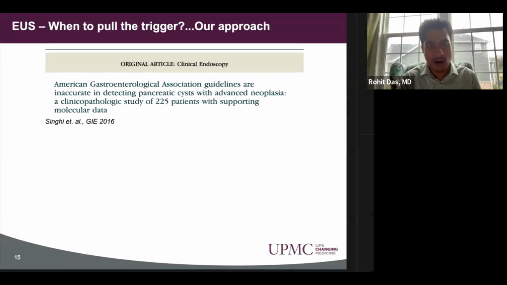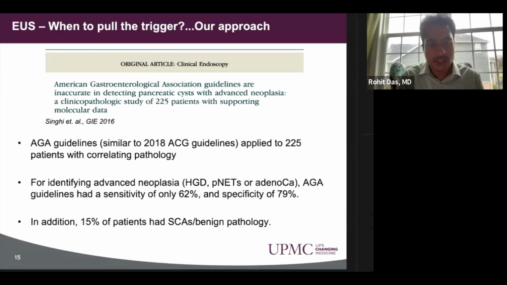And we basically tried to determine how the societal guidelines accurately predict high-risk pathology. In this study, we actually used the AGA guidelines, which are very similar, just trust me on this, to the 2018 ACG guidelines. And we applied those guidelines to this 225 patient cohort. And for identifying advanced neoplasia or high-risk pathology, and that includes high-grade dysplasia, pancreatic neuroendocrine tumors, and overt cancer, the guidelines actually perform pretty poorly with a sensitivity of 62% and a specificity of 79%. And furthermore, 15% of patients who had serous cystadenomas or other benign pathology would have been missed by these guidelines.